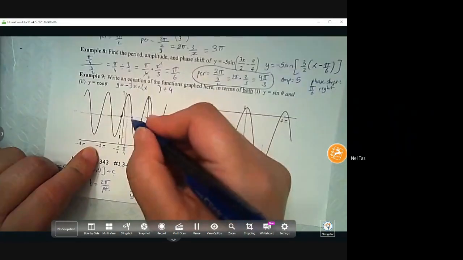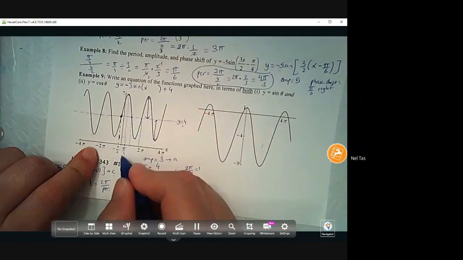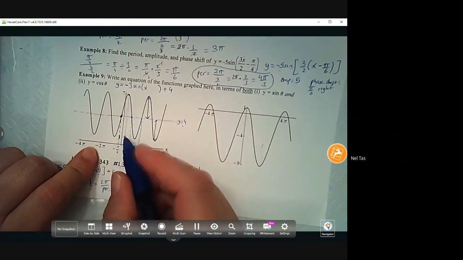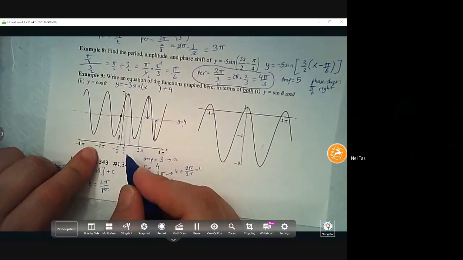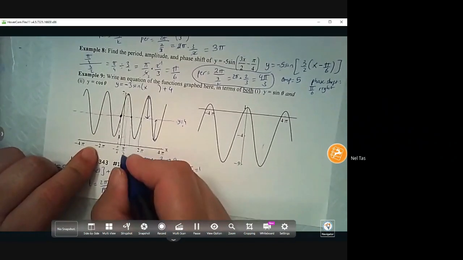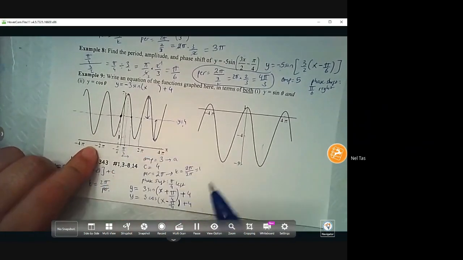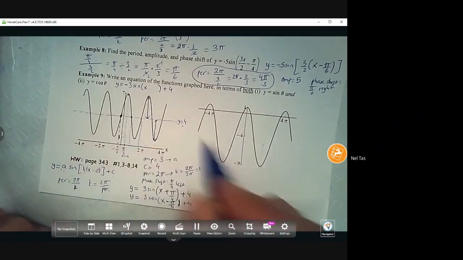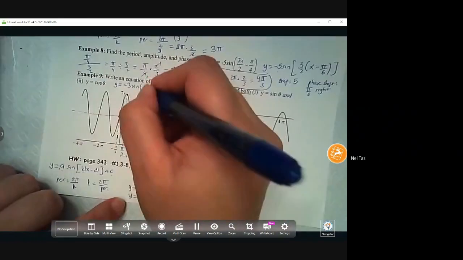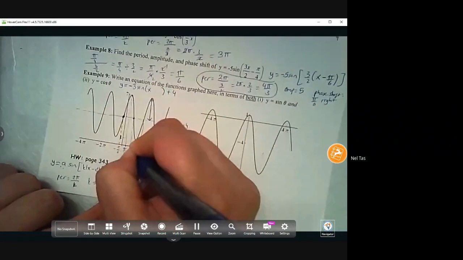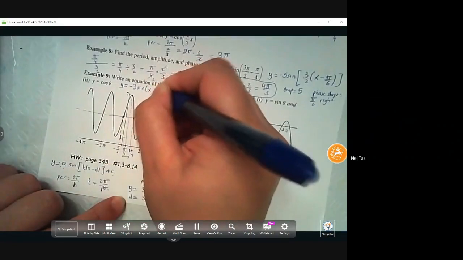But then what is the phase shift? Again, we just discussed that the horizontal distance between the significant points is one quarter period, which is pi over 2 in this case. So if you add pi over 2 to pi over 4, you get 3 pi over 4. So this is 3 pi over 4, so x minus 3 pi over 4.